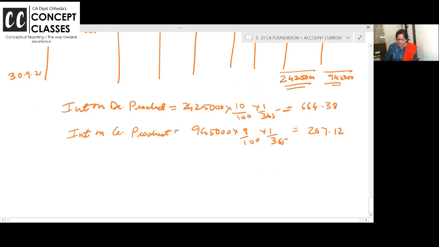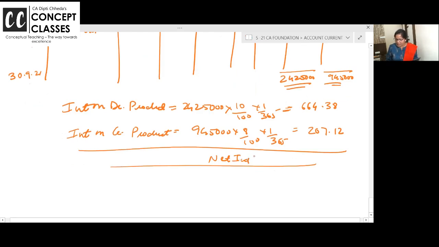Yes. So what is the net interest coming to? This is the interest 664 we have to pay to the bank, and this is the interest we have to receive. So we can net off: 664.38 minus 207.12. This is the net interest we have to pay to the bank, 457.26. Nice, easy or not?